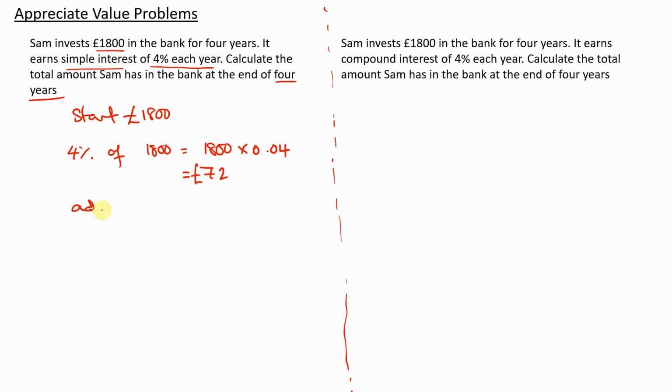So I just want to add on £72 4 times. That is my amount of years. So plus 4 lots of 72, that was 4 times 72, and then I'm adding it on.